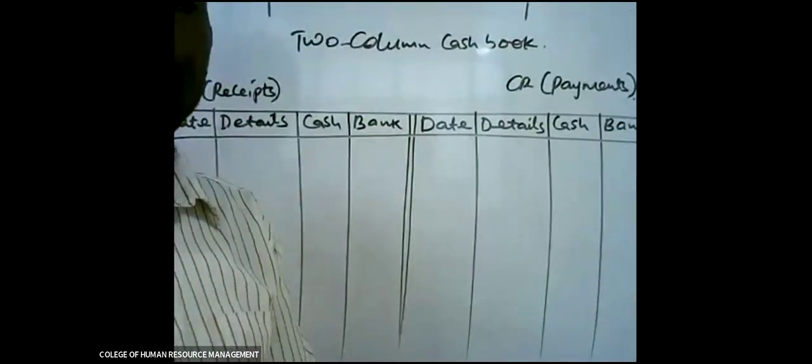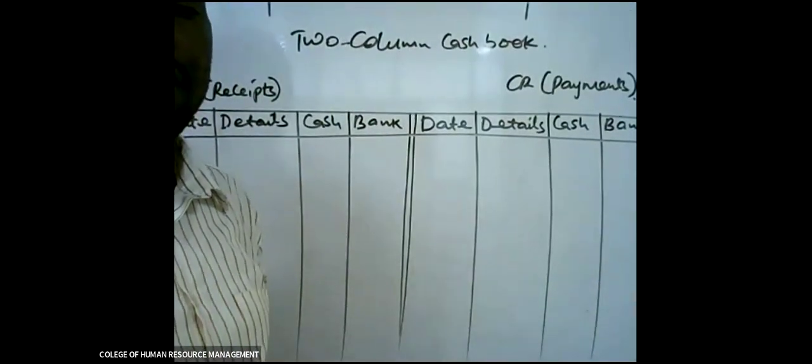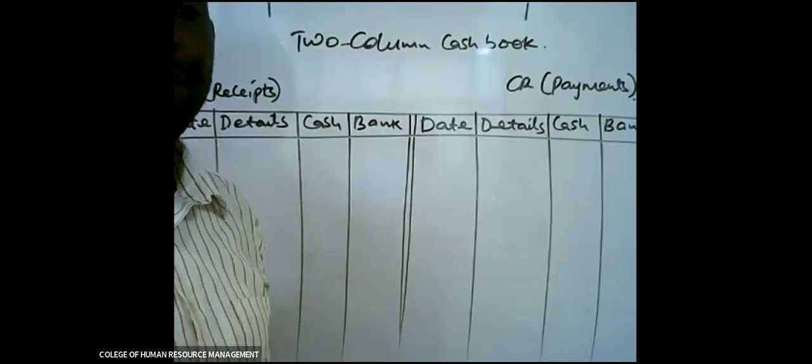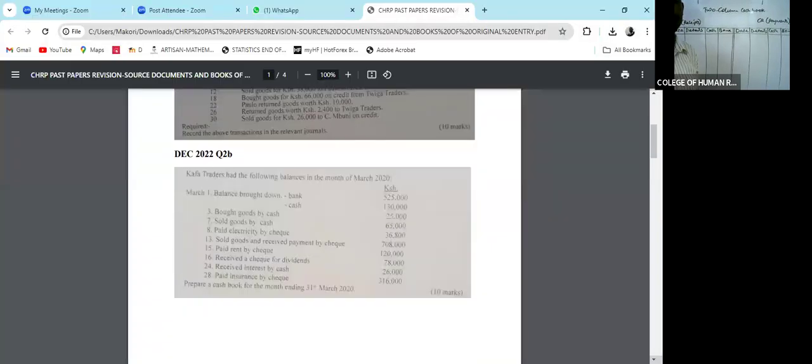I want us to demonstrate this using this example here. Tech 2022 question 2B. Kappa Traders had the following balances in the month of March 2020. The March 1st balance brought down for the bank is 525,000. Balance brought down for the cash is 130,000. Those are the opening balances.